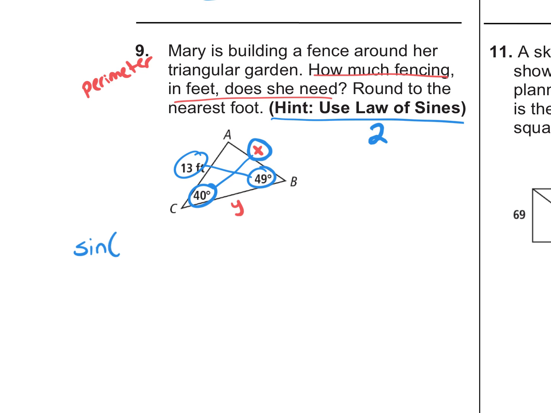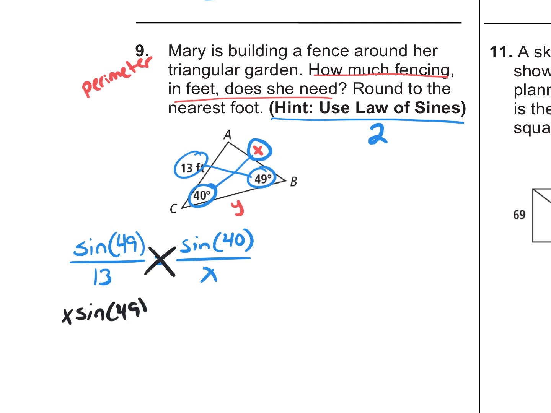An angle. Yep. So if I just do sine of 49, what does that go with? 13 equals sine of 40 over x. How do I solve law of sines? Cross multiply here. Now remember, this 13 does not distribute to that 40. It just goes out in front. So this turns into x sine 49 equals 13 sine of 40.